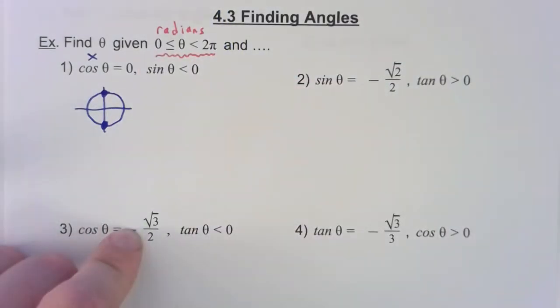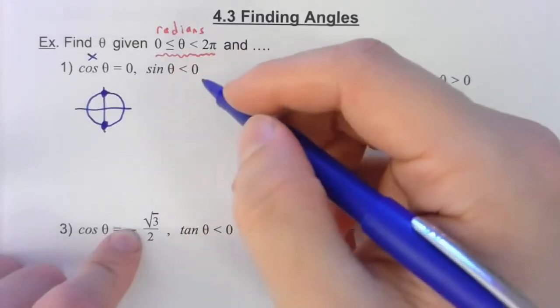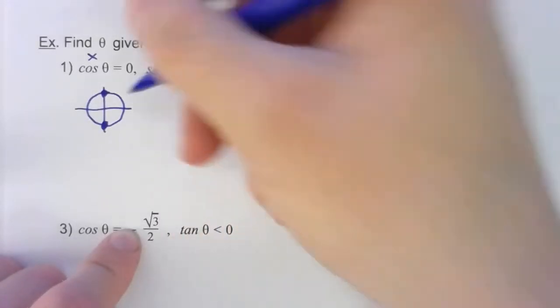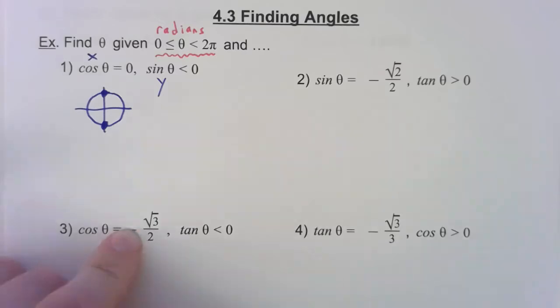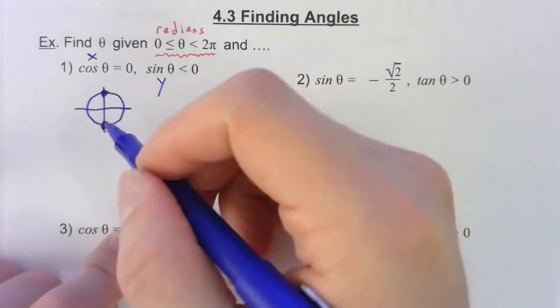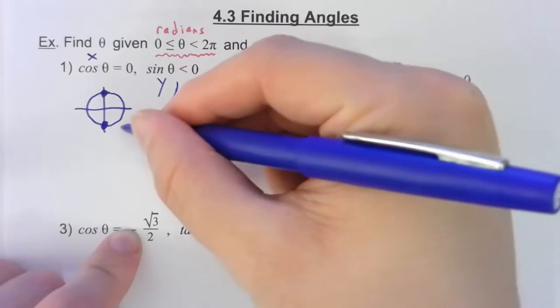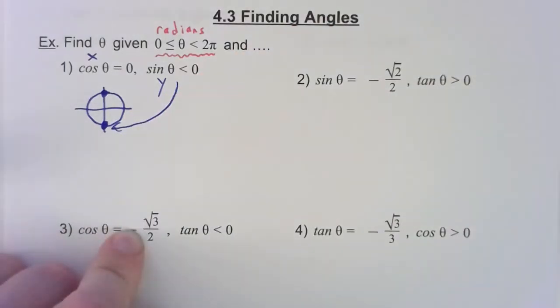But then we also tell you something else. We also tell you that the sine is less than 0. Well, sine on the unit circle is the y coordinate. So we want the y coordinate to be less than 0. We want the y to be negative. So out of these two different possibilities, we have to choose the angle that goes straight down.